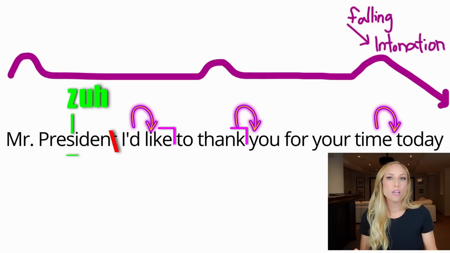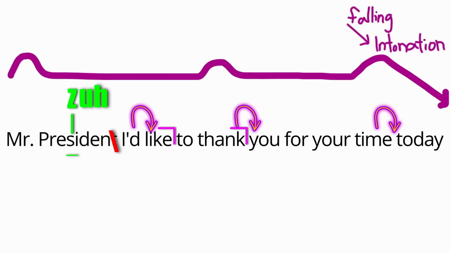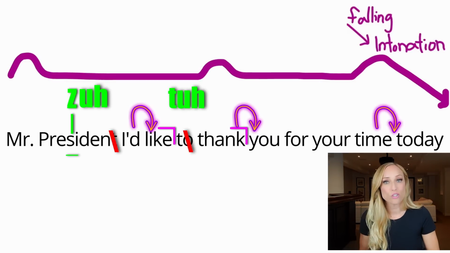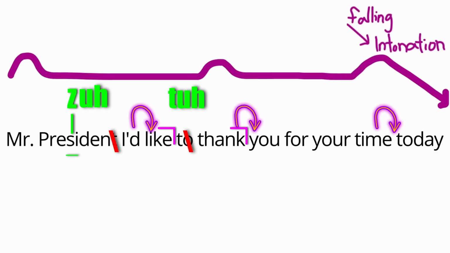I and would contract, so that would is only pronounced as a quick D. I'd. Mr. President, I'd like to thank you for your time today. The word to reduces to ta when it's unstressed and followed by a consonant. To thank.